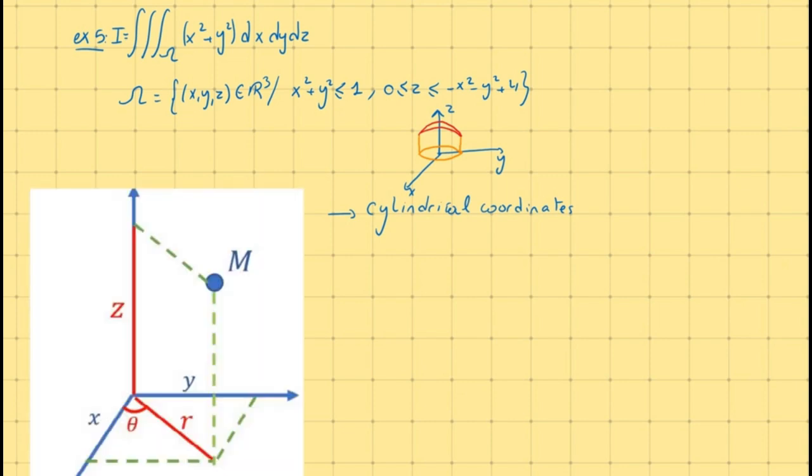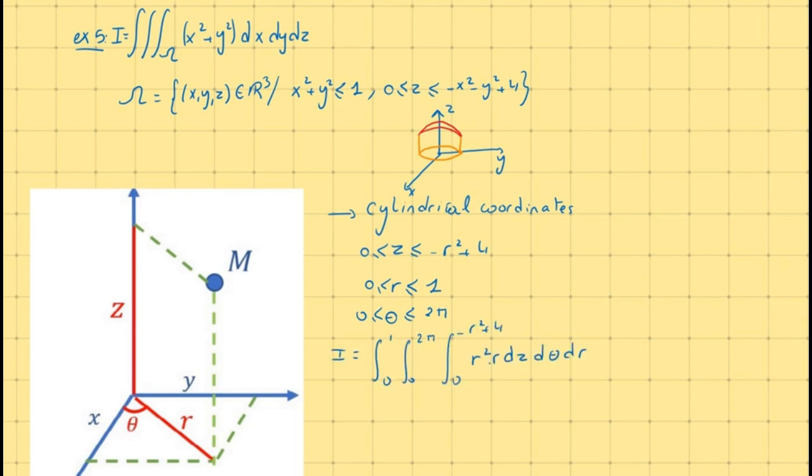So we go to cylindrical coordinates that are represented in this figure, and then z will be between 0 and minus r² plus 4, r between 0 and 1, and theta between 0 and 2 pi because we have to make the full circle. We replace by r and theta and z in our integral, we get this form, the integral between 0 and 1 for r, 0 to 2 pi for theta, and 0 to minus r² plus 4 for z.